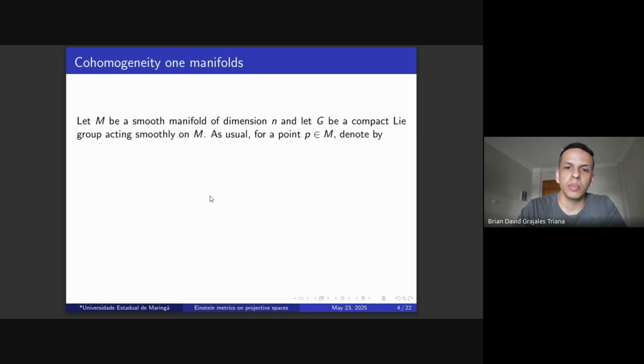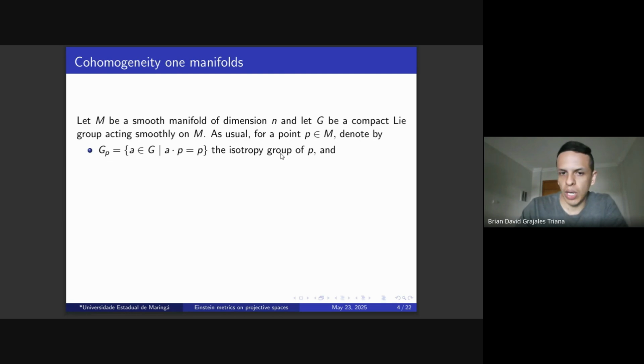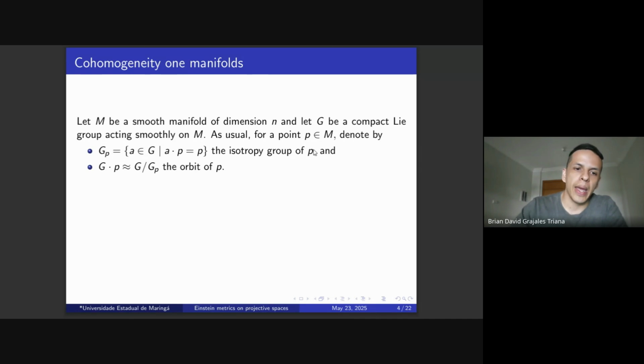Assume that we have a smooth manifold M of dimension n, and let G be a compact Lie group acting smoothly on M with any cohomogeneity. So we are going to fix some notation. As usual, for a point P in M, we denote by G_P the isotropy group of P, and the orbit as G·P. We know this is diffeomorphic, since the action is smooth, to the quotient G/G_P. The orbit is a homogeneous space.